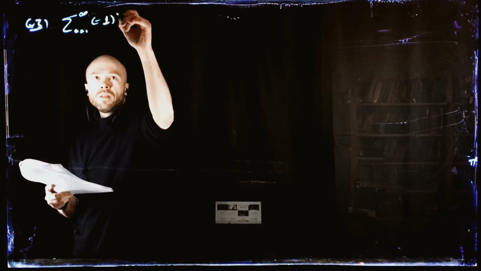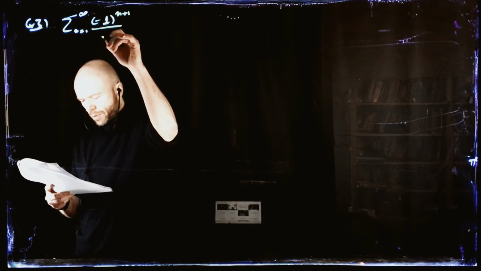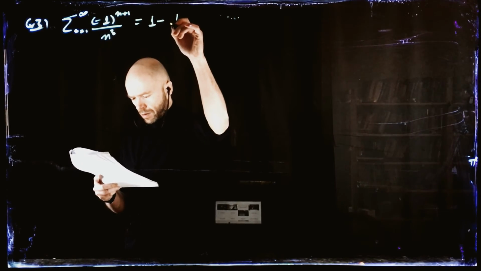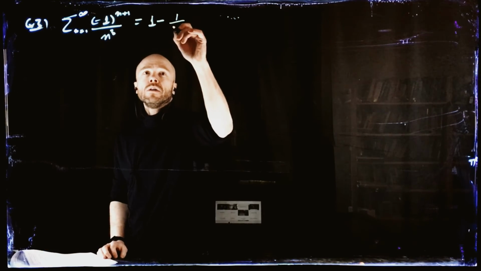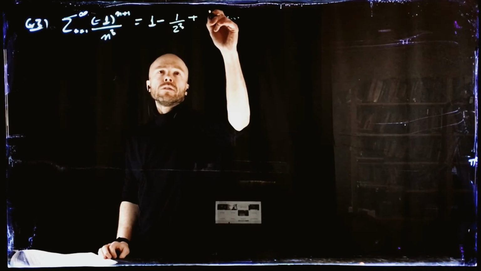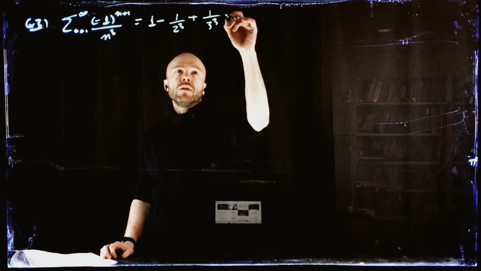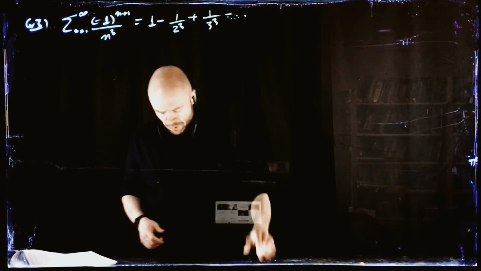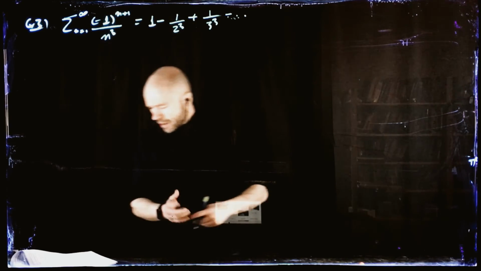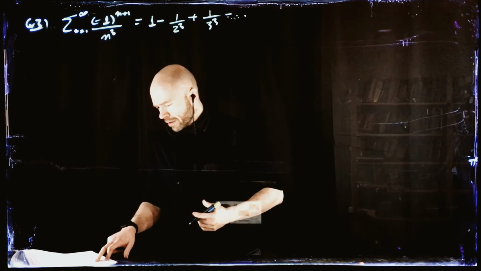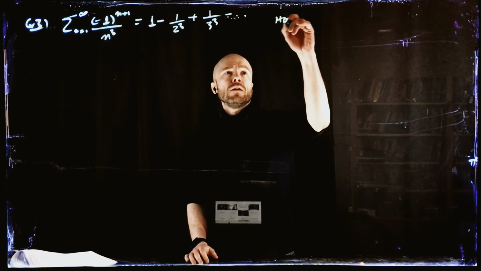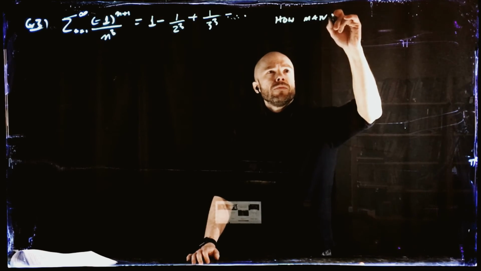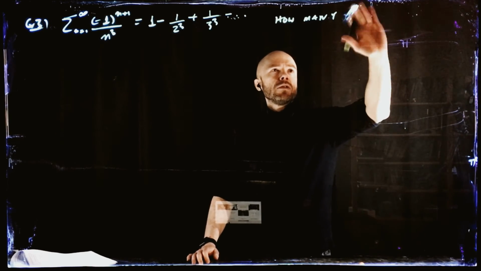We have this series: the sum of (-1)^(n+1) over n cubed, which equals 1 minus, well, I don't need to do this. It's 1 over 2 cubed plus 1 over 3 cubed and so on, minus and so on and so on. And the question is, does the series converge and why? And the second thing is, how many terms do you need to approximate it within 0.01?